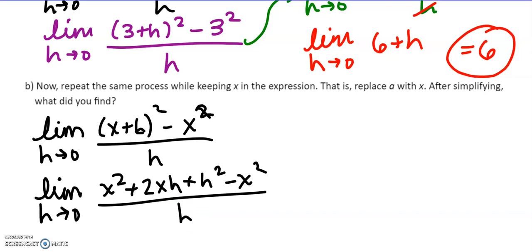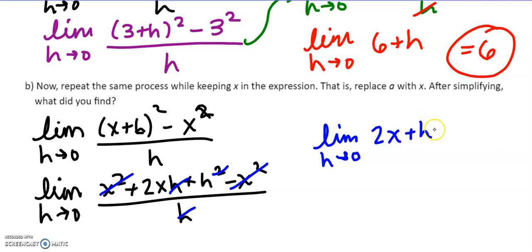Alright, so now when I go through and do my cleanup work, my x squareds are going to drop out. There's an h in every term. So I get this brand new blue limit problem: the limit as h goes to 0 of 2x plus h. As h approaches 0, this whole expression is going to simplify to 2x.